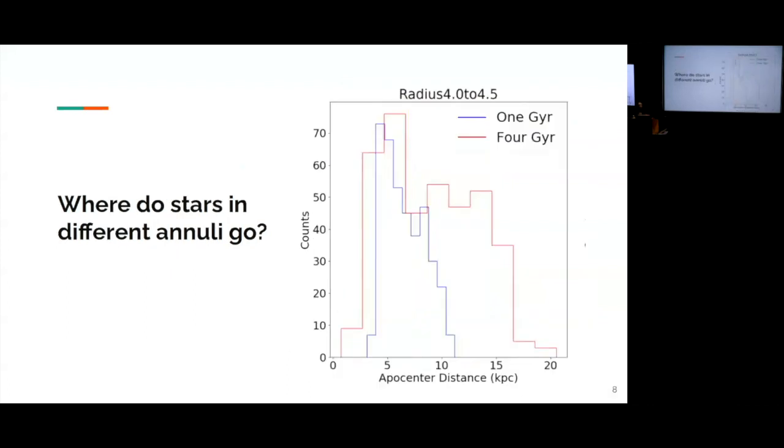And you see that the apocenter distance distribution is pretty tightly peaked at 1 gigayear, and then that spreads out over time. So just because you start out near this radius does not mean you're predominantly moving in the same direction. Things are moving in different ways. I also just picked apocenter to show because apocenter is where you would expect a star to spend most of its time.